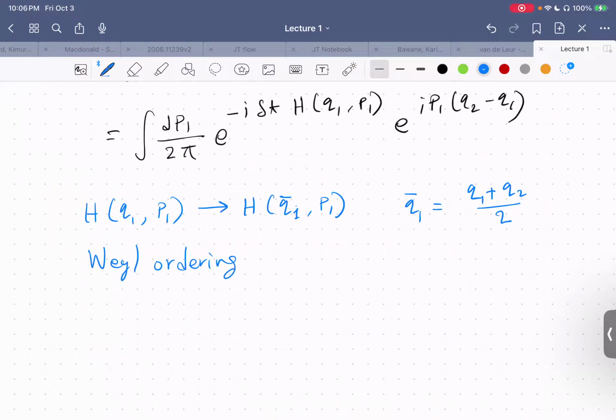I'm not sure, but you may have seen something similar in canonical quantization. If not, then you don't have to worry too much about it. It will not play a big role.